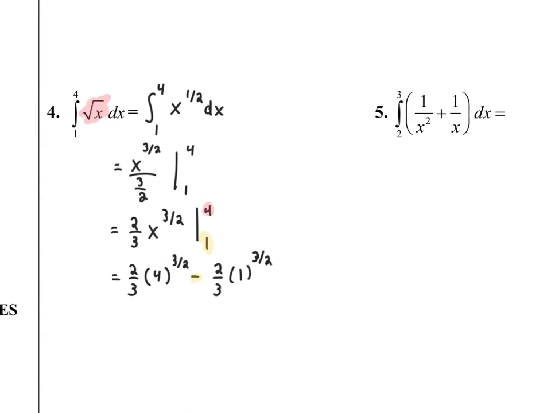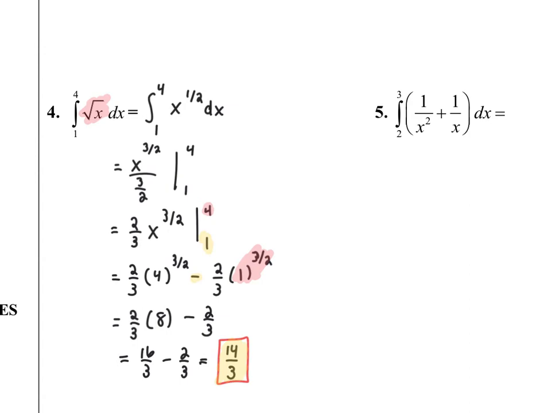Be able to handle these fractional exponents without a calculator. So this is 4 to the 3/2. That means take the square root of 4, which is 2, and then take 2 to the 3rd power. The value of this piece right here is going to be 8. This is a little nicer over here because 1 to any power is just going to give me 1 times that 2/3 is just going to leave the 2/3. And finishing these calculations out leaves me an answer of 14/3.